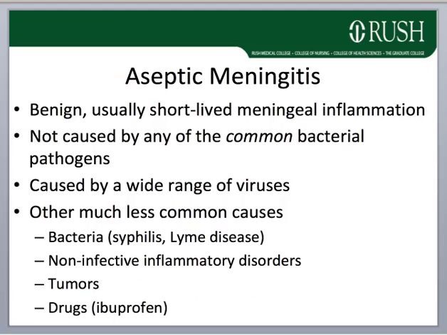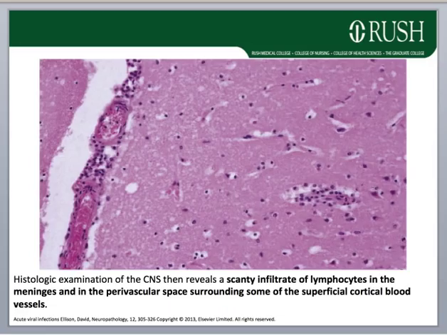I also have to briefly mention aseptic meningitis. This is a benign, usually short-lived syndrome of meningeal inflammation that is not caused by any of the common bacterial pathogens. A wide range of viruses can cause aseptic meningitis. There are some much less common causes that include some bacteria such as syphilis and Lyme disease, non-infective inflammatory disorders, tumors and tumor-like conditions, and drugs such as ibuprofen. And the pathology is distinctly different from that found in acute bacterial meningitis.